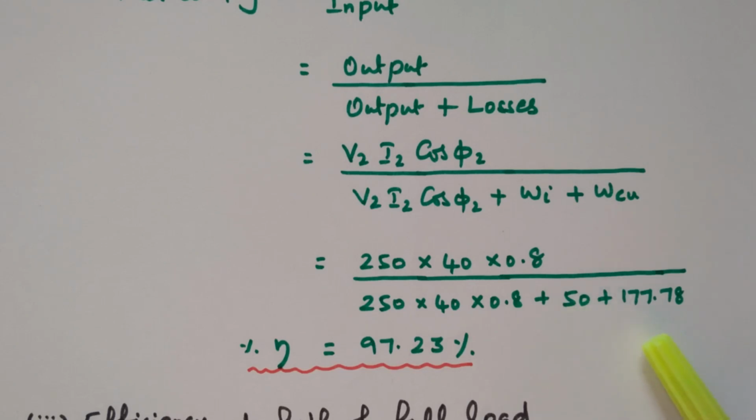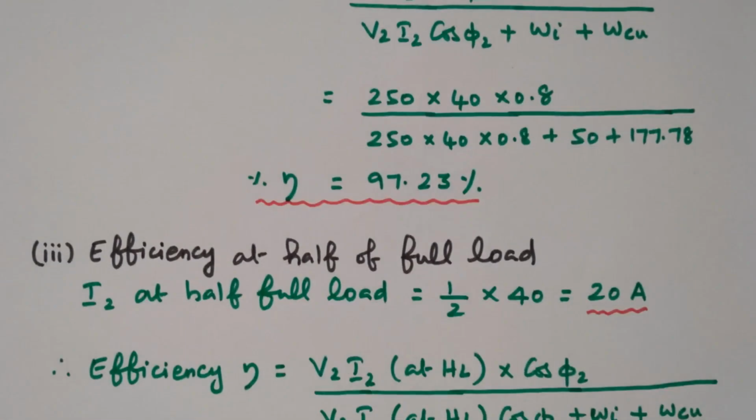This copper loss, we just now calculated 177.78 for a full load. Copper loss will vary with the current. When the current increases, copper loss also increases. But this iron loss will be constant for all the loads. The iron loss will not vary with the current, so we can take it as it is. So by simplifying this, what we got is 97.23%. So the efficiency at full load, 0.8 power factor, is 97.23%. Now we'll go to the half load.